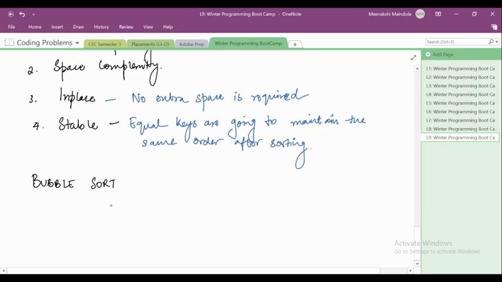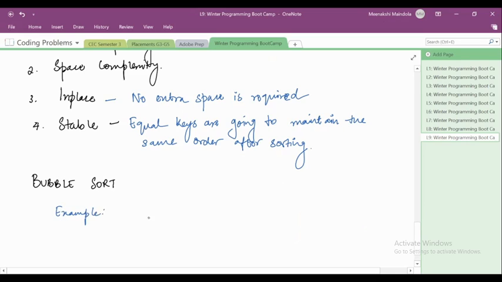And what happens in bubble sort? So basically, you say that all the numbers are in the form of bubbles, and the lighter bubbles are going to be moved towards the left and the heavier bubbles are going to be moved towards the right, if you are going to, let us say, sort the input array in ascending order.